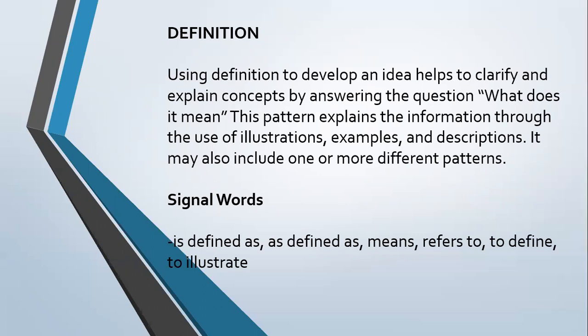So in definition, you need to answer the whatness of the topic that you would like to discuss in your text. So you need to define what your topic is all about. You may provide illustrations, you may provide examples, you may describe the topic that you are discussing in your paragraph. The signal words that you may use for this type of pattern are is defined as, defined as, means, refers to, define, and to illustrate.